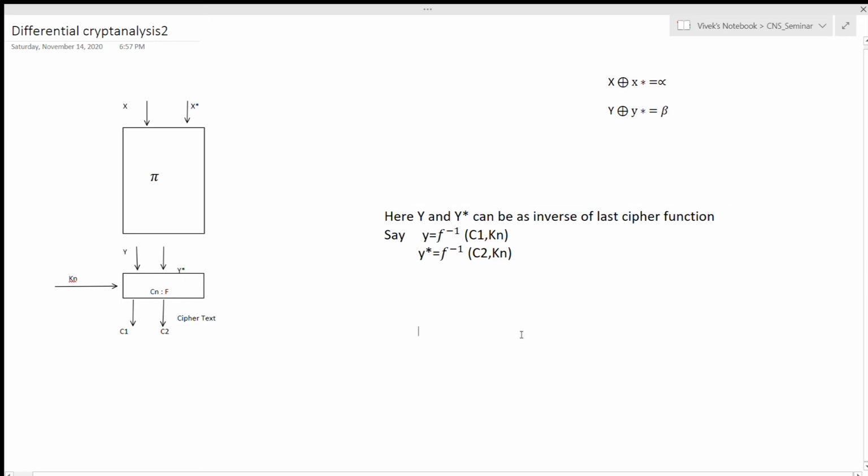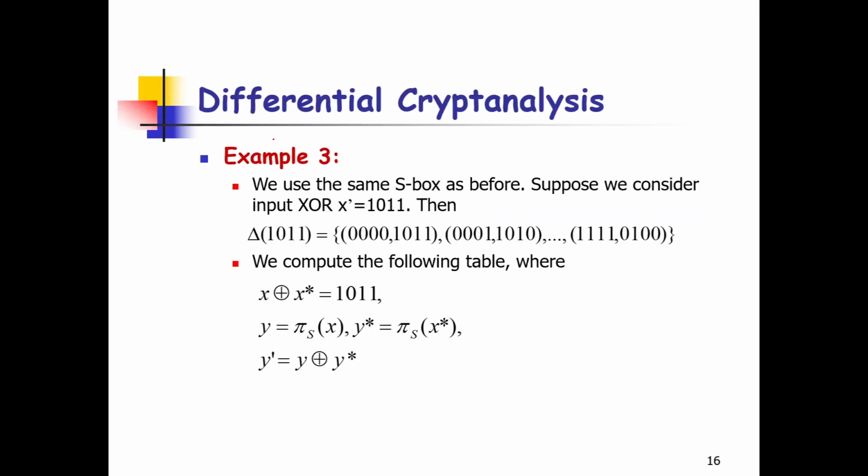So we can find the value of kn by using the different values of x, and can find the different values of kn by incrementing them, and the key whose counter is the maximum is the subkey for this system. Now we will consider the following example. So here is the example of differential cryptanalysis.